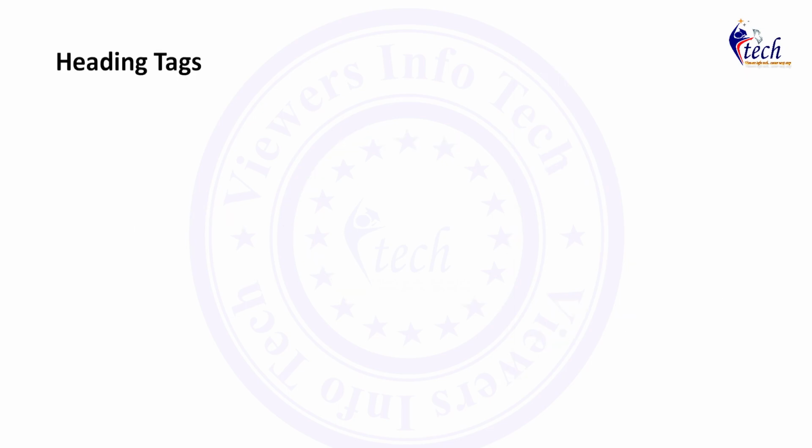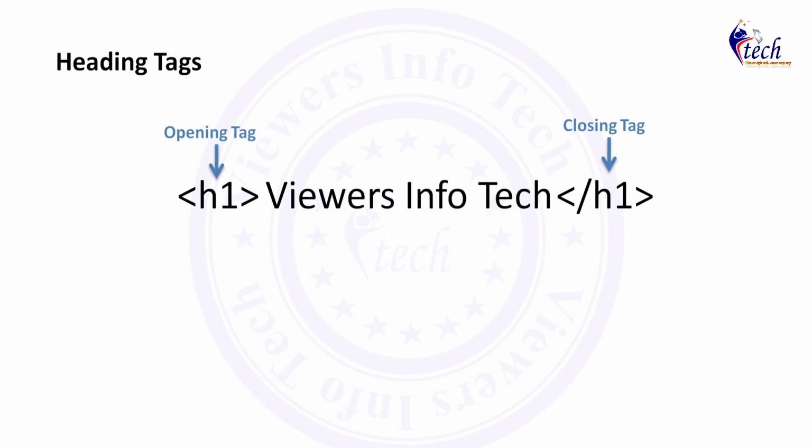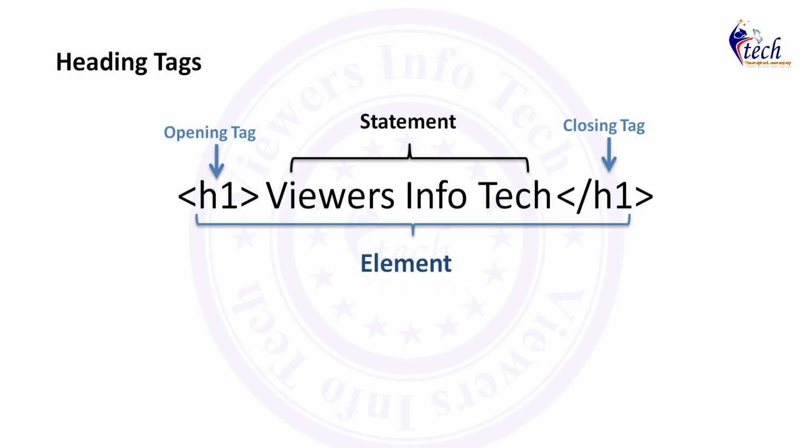Now we want to discuss heading tags. The heading tag is a paired tag. This is the opening tag and this is the closing tag. In between, we write a statement or content. So this whole tag we can also call an element.